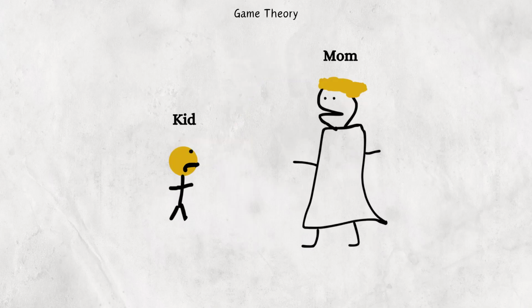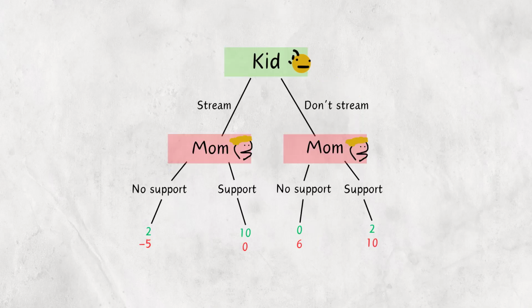So what if the mom threatens the son with something like, "If you start streaming, I will disown you"? Well, from game theory, that's what we call a non-credible threat. Because if the kid chooses to stream, it's still better for her to keep a son that streams rather than disowning him completely.